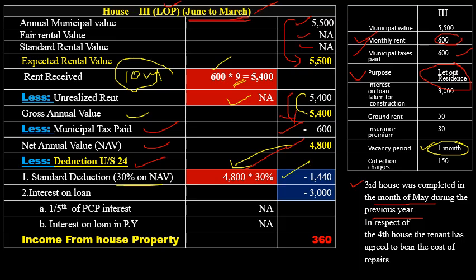Next, interest on loan. Here the loan borrowed for the construction or purchase of the house is not given. Directly the interest on loan amount is given. That is 3,000. So 3,000 is the interest on loan. The pre-construction period interest as well as interest on loan in previous year is not applicable because there is no loan amount. So the balance 360 is the income from house property. So that is the income of the third house.